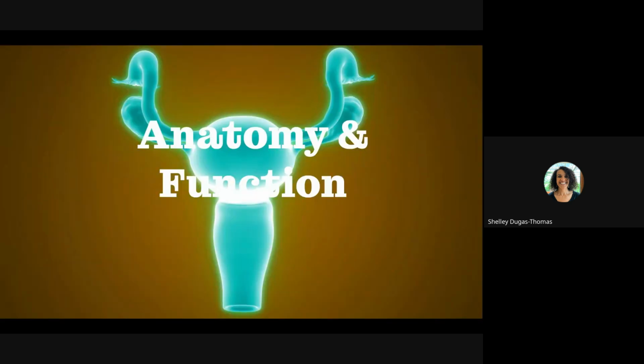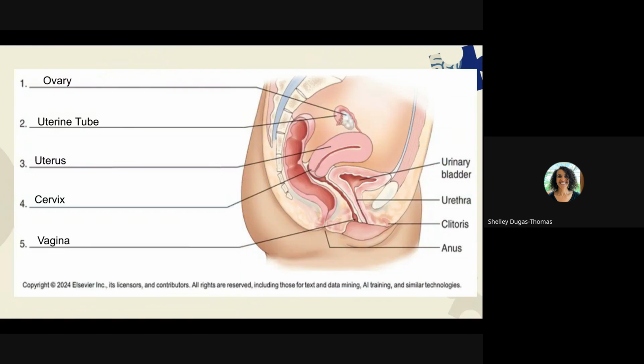Let's go to the anatomy and function. So before looking at the words, look at the geography. Notice how closely the reproductive organs sit next to the urinary bladder and rectum. This explains why reproductive disorders often cause urinary and gastrointestinal symptoms.